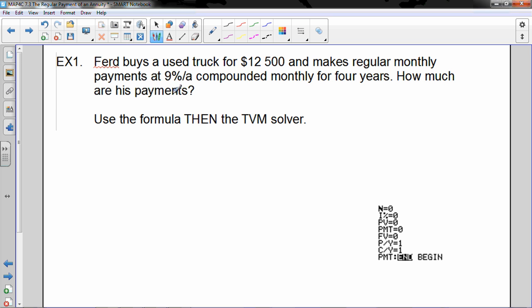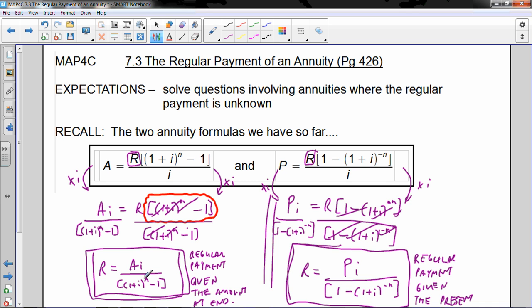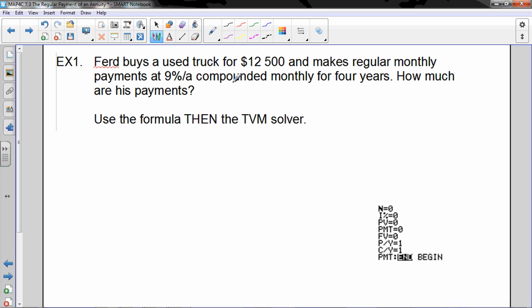Example time. It says, Ferd buys a used truck, he's got a big collection of trucks now, a used truck for $12,500, and makes regular monthly payments at 9% a year compounded monthly for 4 years. How much are his payments? So, which formula do we use, right? Most of the stuff is the same, the A and the i and the n and all that business. But the question is, are we using this one or are we using this one? And it matters because the stuff in the bottom is different, right? So what we ask ourselves then is this.